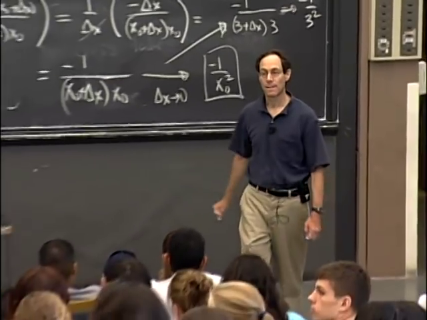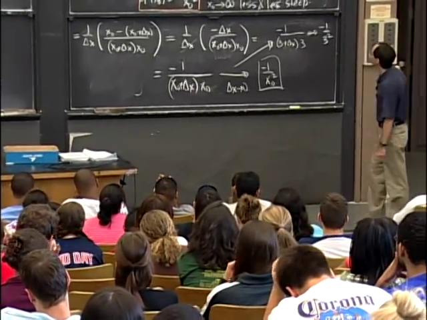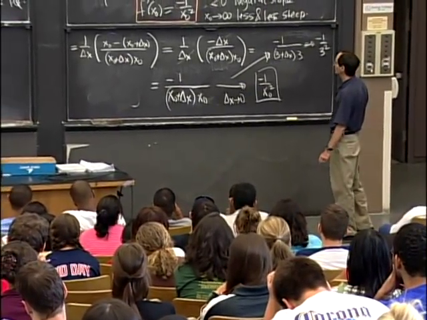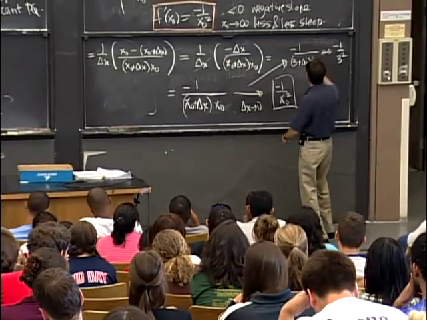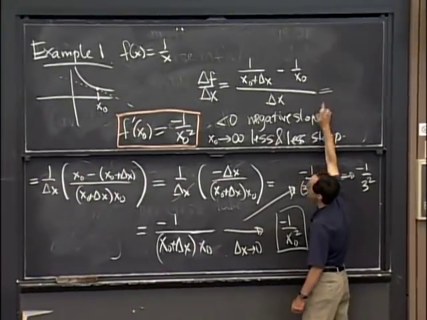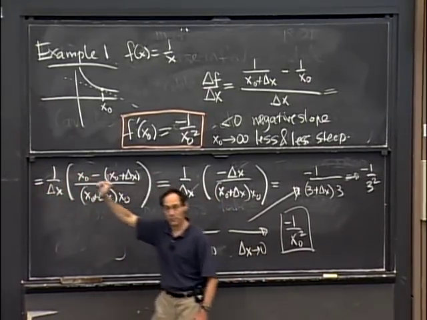Yes? How did you simplify it from delta f over delta x? How do you simplify it from the original equation to when you have 1 over delta x factored out? So the question is, what happened between this step and this step, right? Explain this step here. All right?